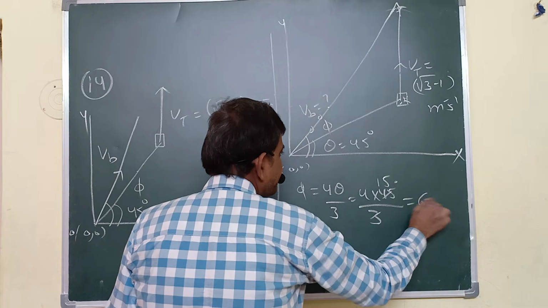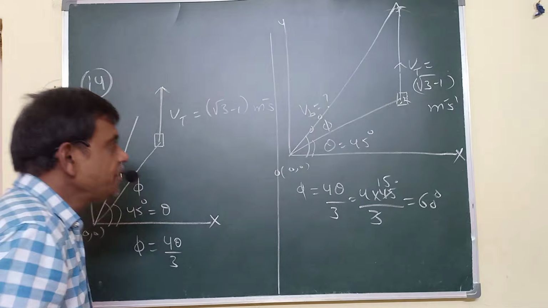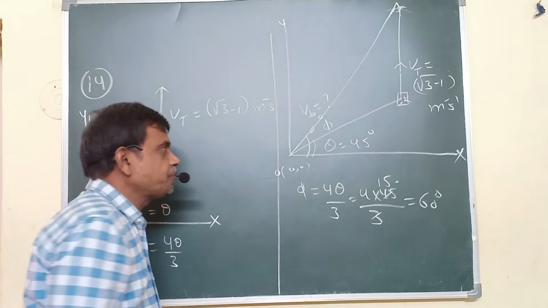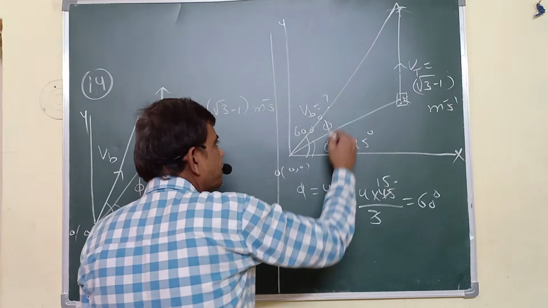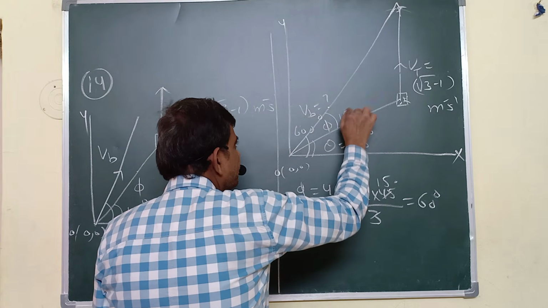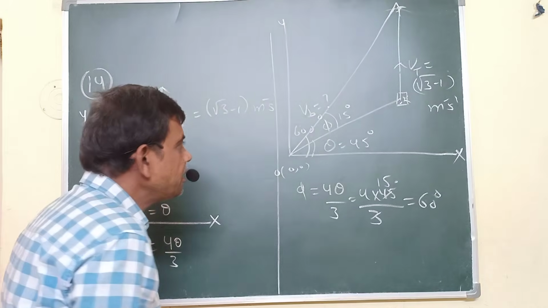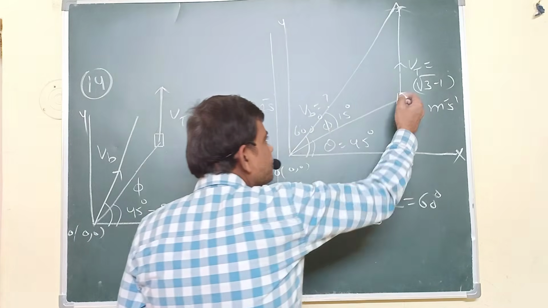Now what am I getting? 60 degrees. So that ball is making a 60 degree angle with the x-axis. So this is totally 60. This is 45. Now what about this remaining? 15 degrees.